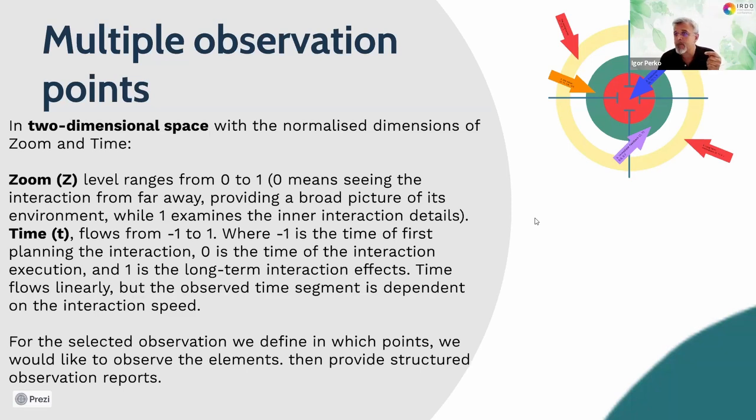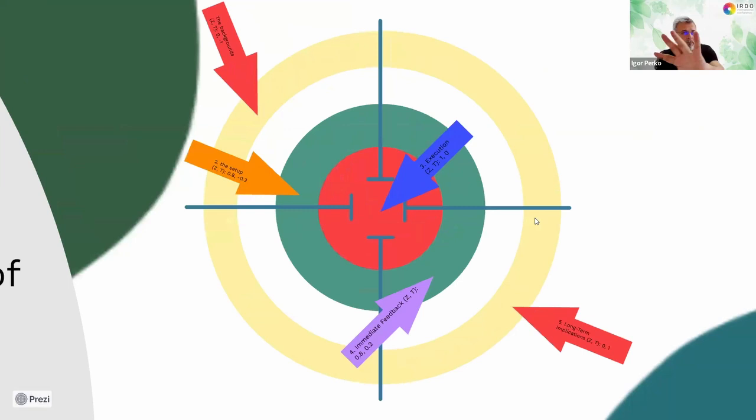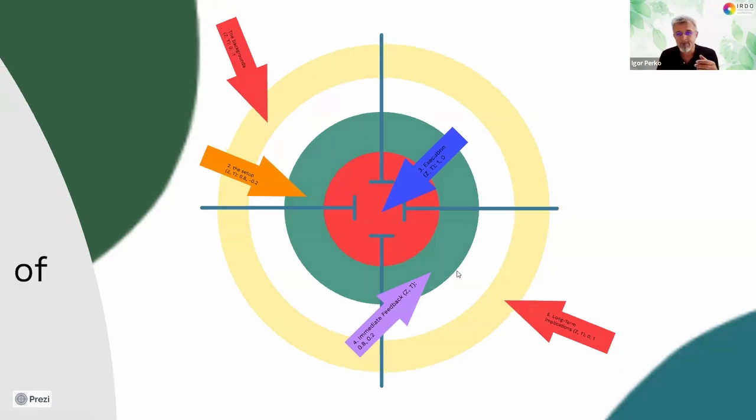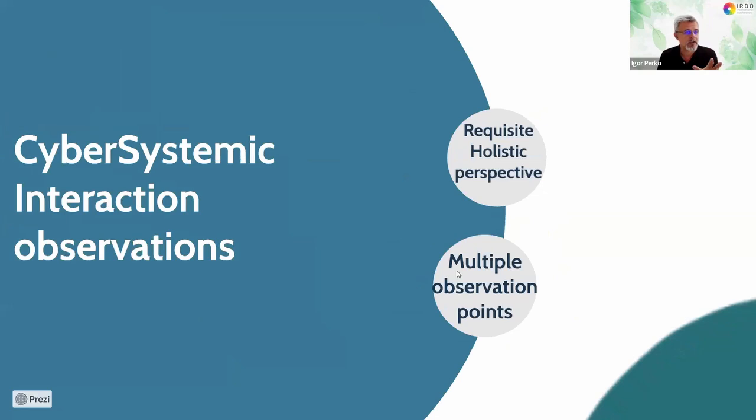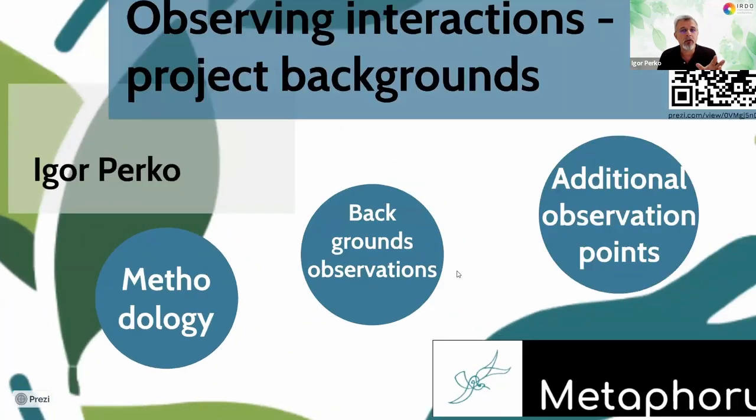Now, this is a short diagram of the observation points. You can see the first observation point, the second, and how many observation points would you like to have? As many as you like. So you can decide which observation points are important for which observation. Is this too unclear, too chaotic?